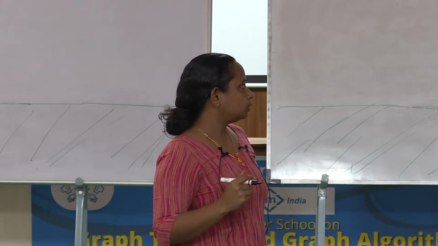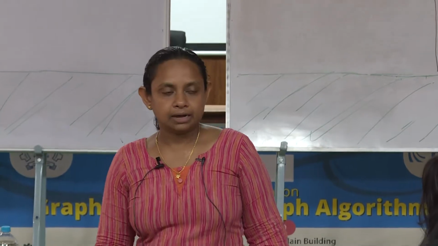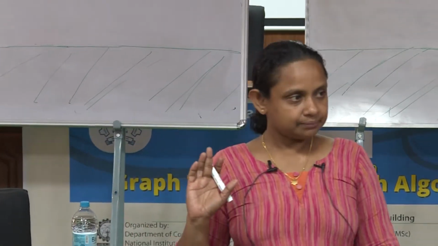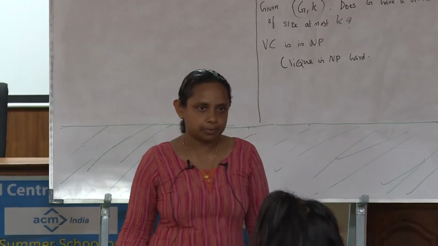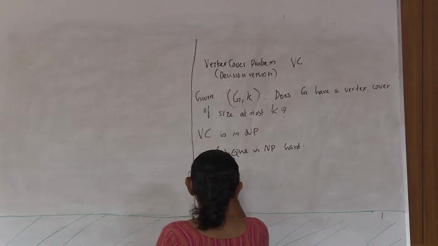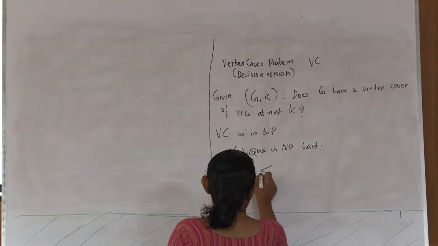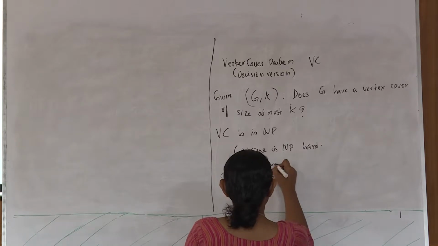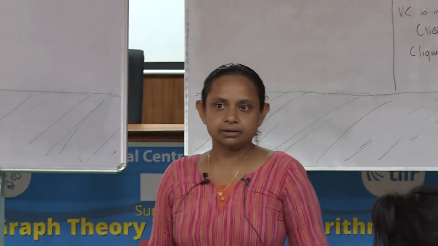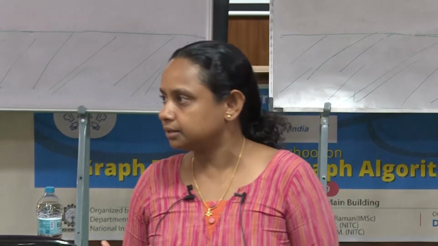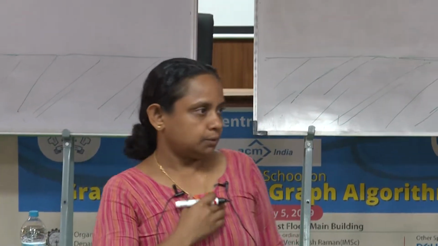Now, how do we conclude that vertex cover is NP-hard? Reduce clique to? Are you sure about the direction? Yes, right? To show that our problem is NP-hard, we should take a hard problem and reduce it to our problem, right? So clique is polynomial time many-to-one reducible to vertex cover. This reduction you have seen, right? Already seen, or you have not seen? If you have not seen, tell me. You have seen it.